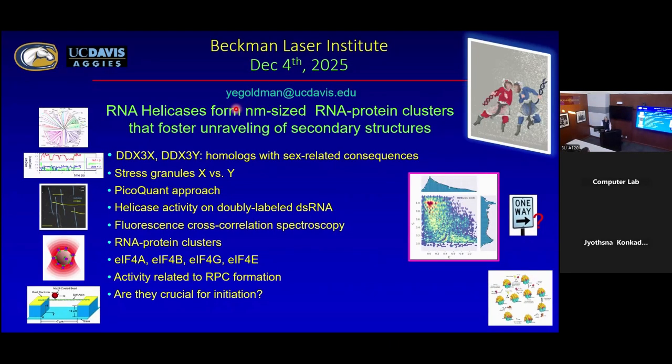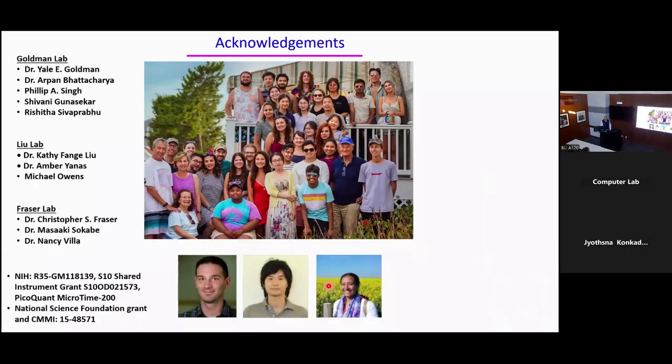Okay, so here's what I talked about. I'm not going to go through all this because it's basically what I already told you. We get these stress granules. We love this picoquant approach. It's very effective. And then we discovered these protein RNA clusters, which we really were unexpected. And we think they're very important for activity of all these different proteins. Are they crucial for initiation? But at least we know that it goes on in cells. So there's something to it other than just our biophysics experiments in purified components.